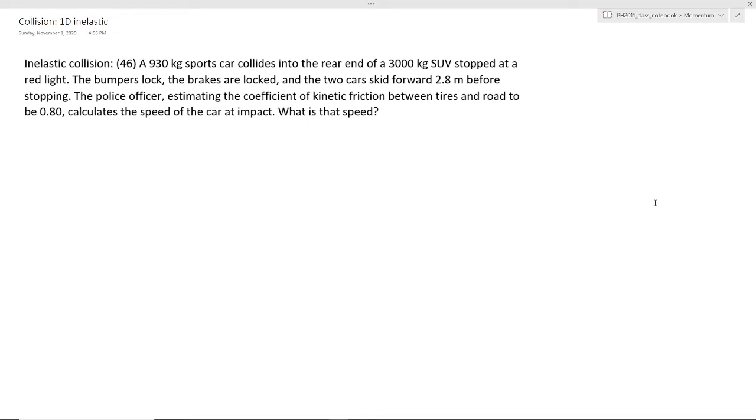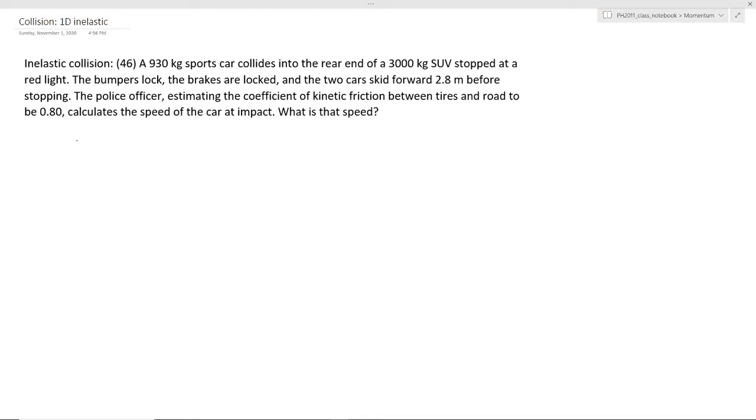The question says, a 930 kilogram sports car collides into the rear of a 3,000 kilogram SUV stopped at a red light. The bumpers lock, the brakes lock, and the two cars skid forward 2.8 meters before stopping. A police officer, estimating the coefficient of kinetic friction between tires and road to be 0.8, calculates the speed of the car at impact. What is the speed?